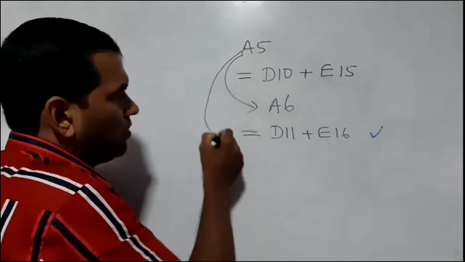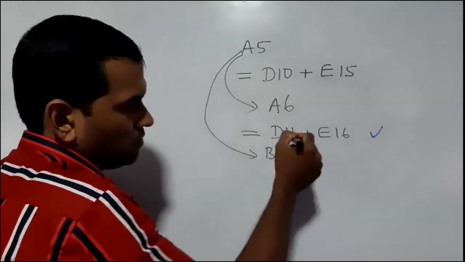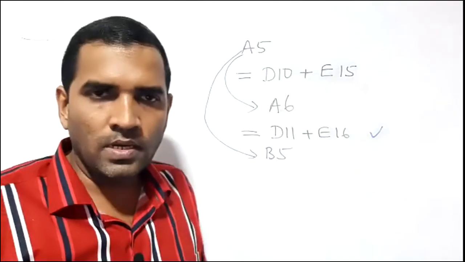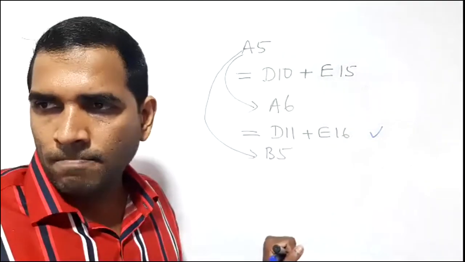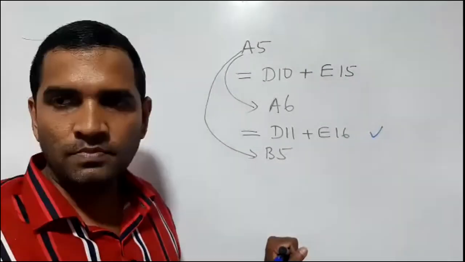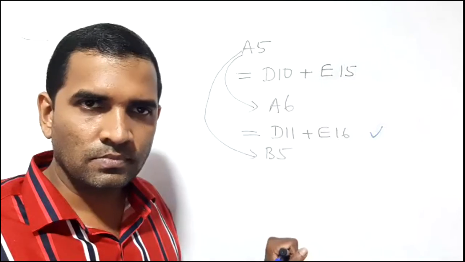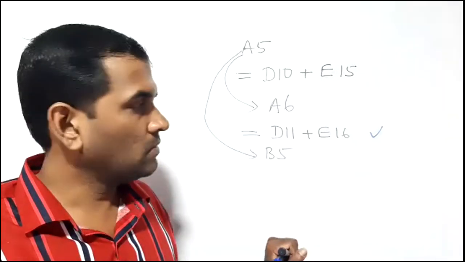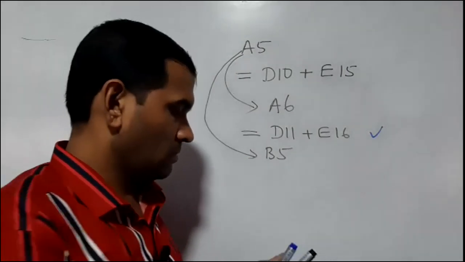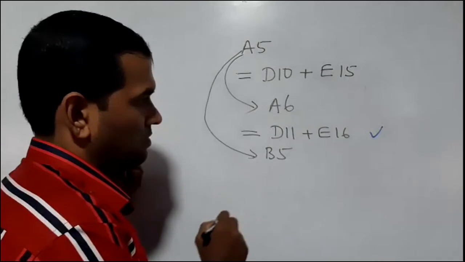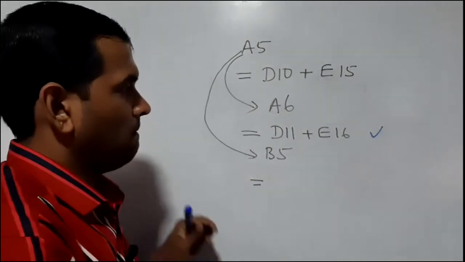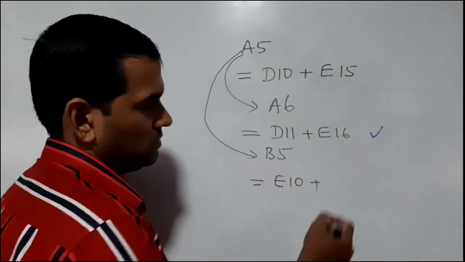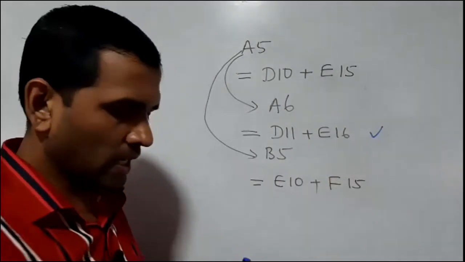Now I'm going to copy the same formula to B5. Okay, it is in A5. Now it will be copied to B5. So tell me, what does B5 have at this moment? Januga? Equal E10 plus F15. F15. Okay, let's discuss.